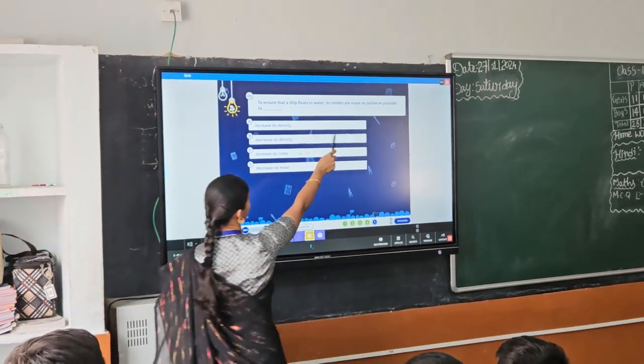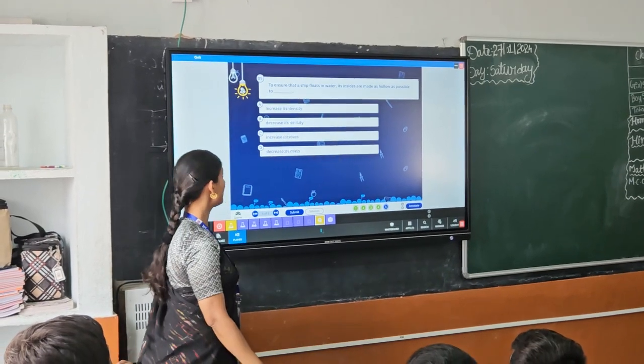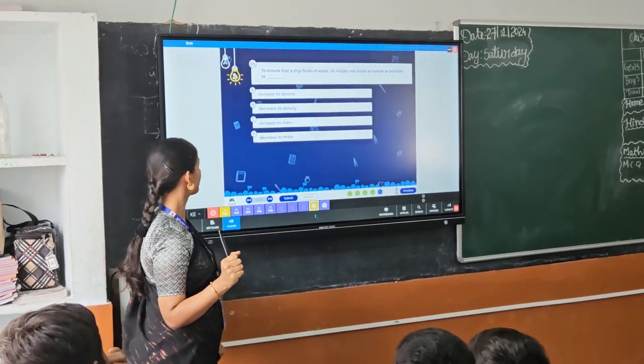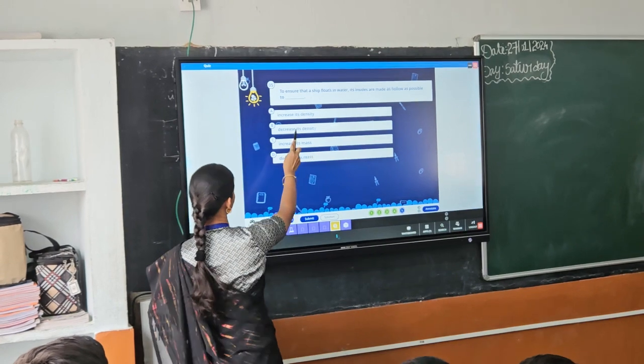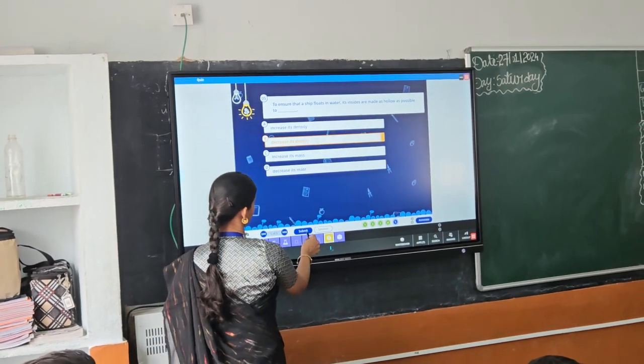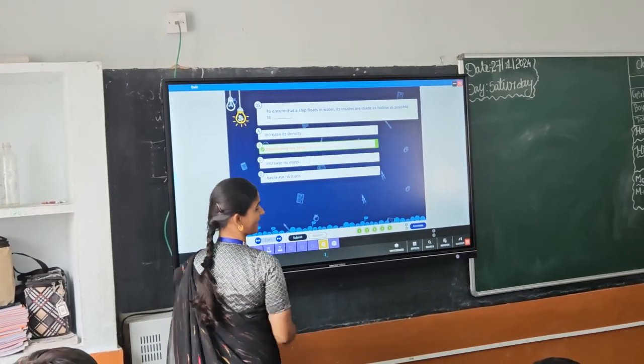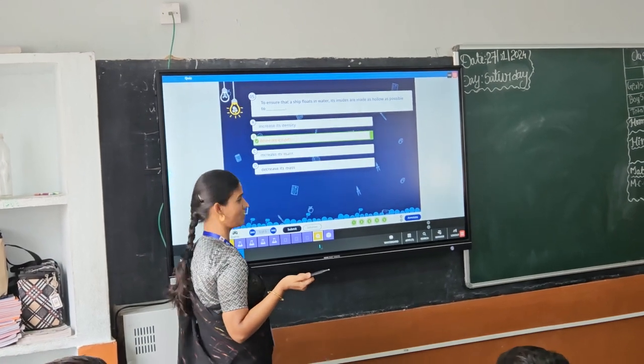Why do they leave that hollow space? Because of that, what happens? Yes, density decreases. And it makes the ship float.